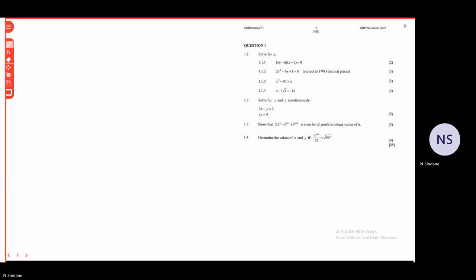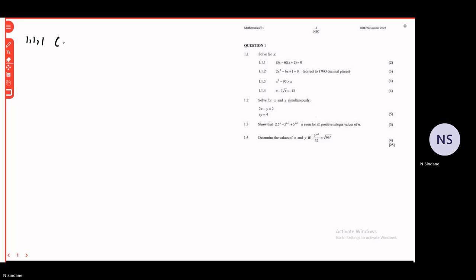Today we are doing the DBE 2022 November question paper. Our focus area is algebra, which is question 1. We are trying to show you ways in which you can score all the 25 marks and eliminate all the errors. We showed you an introduction on how to go about eliminating errors when it comes to algebra. So today let's solve these questions. Let's get to it.